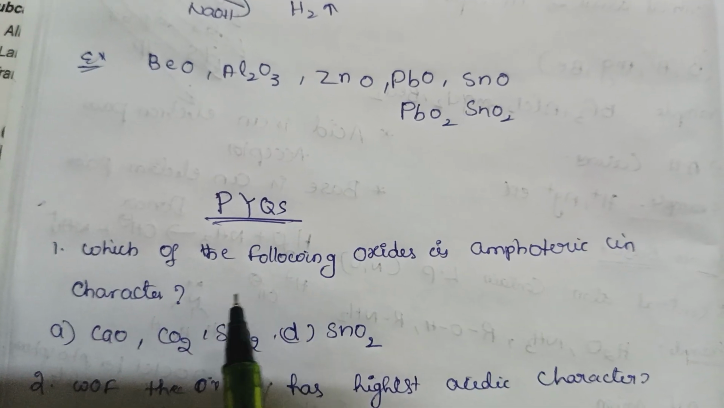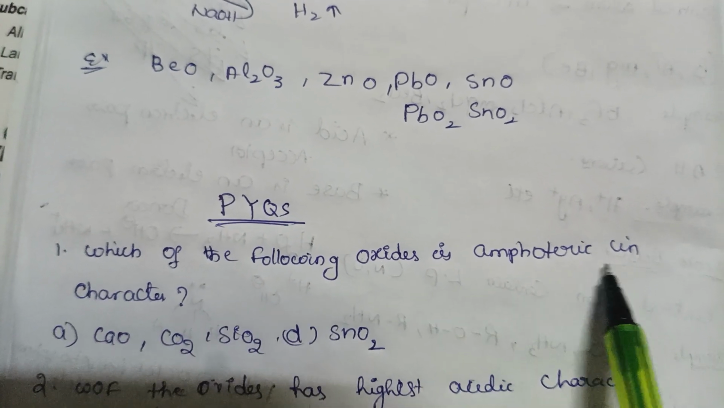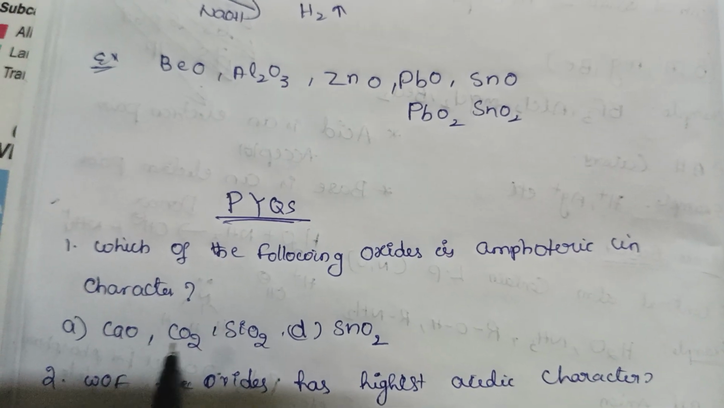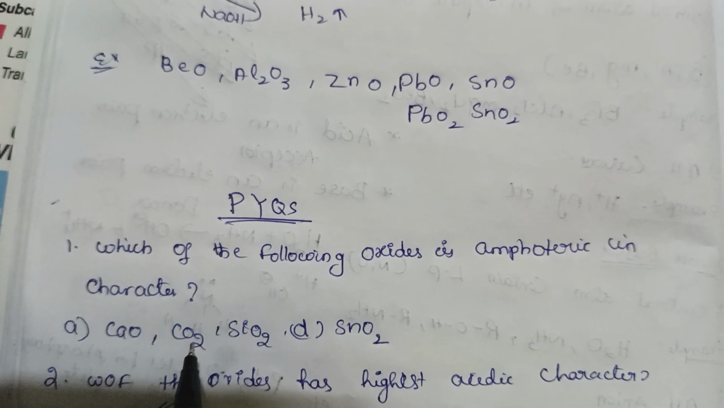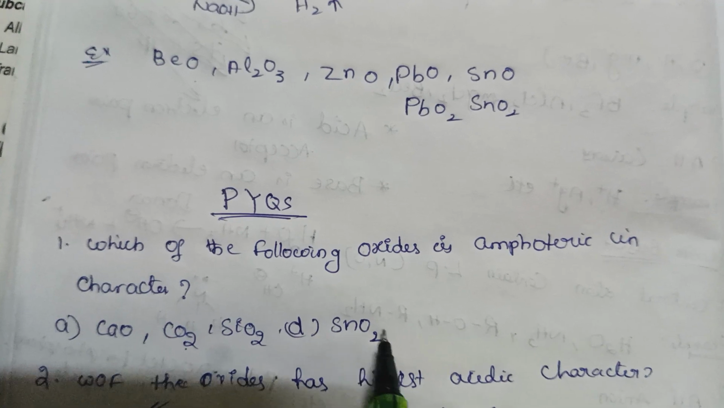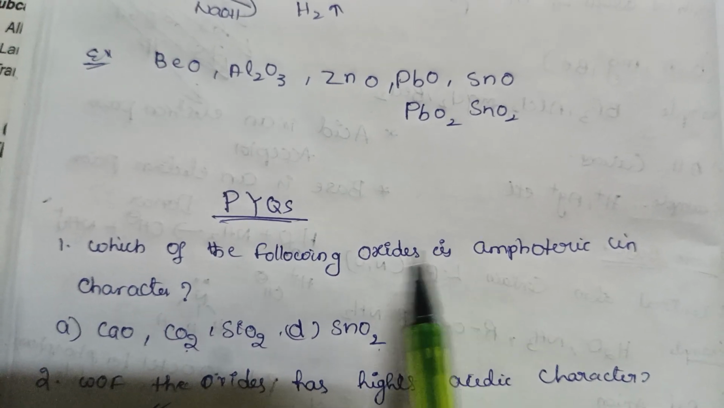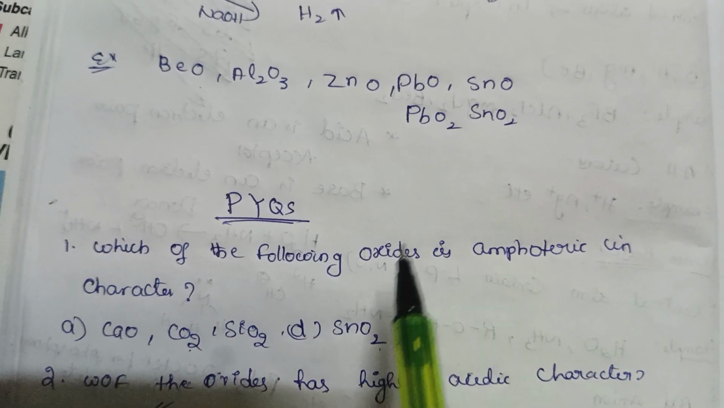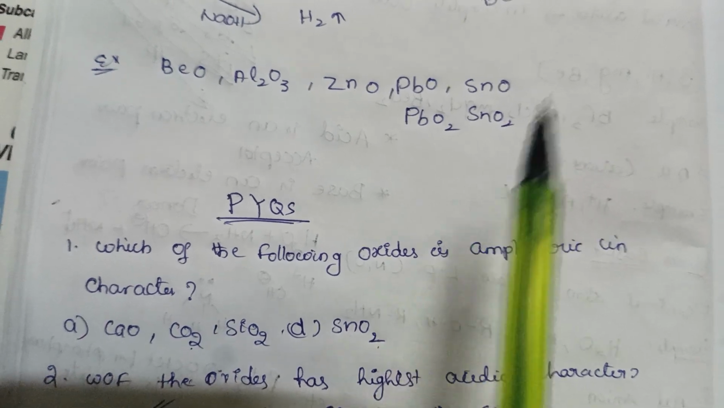Which of the following oxides has amphoteric character? Calcium oxide, carbon dioxide, silicon dioxide, SnO2. We just discussed that SnO2 is the amphoteric oxide.